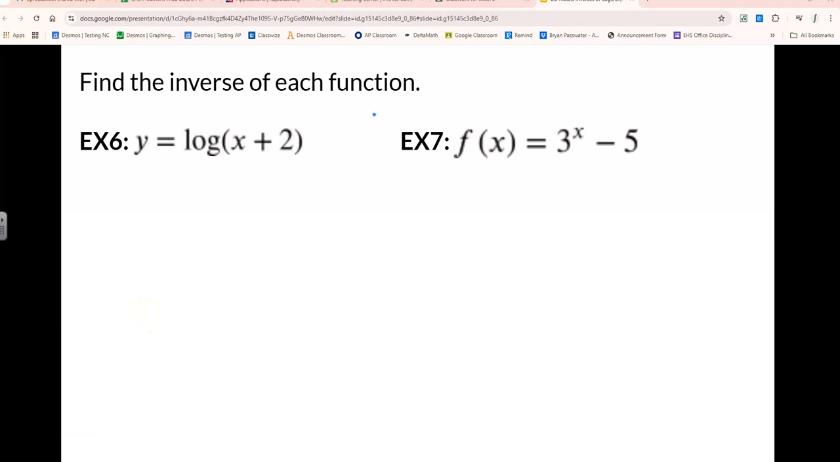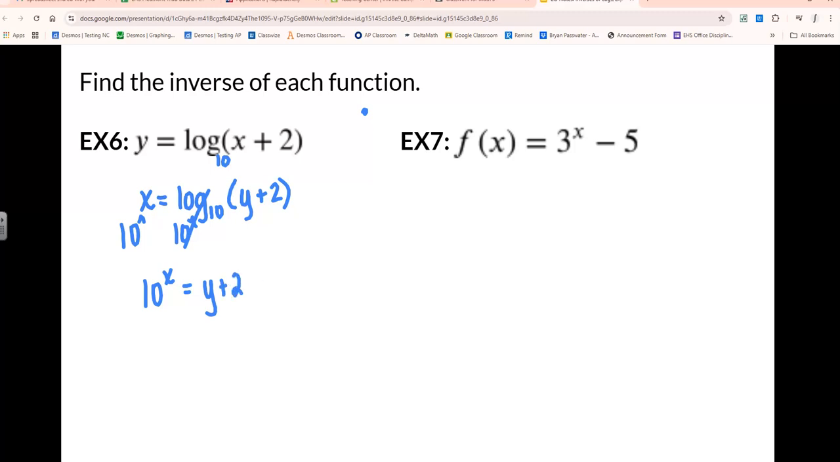All right. So, what's the base on this log for number 6? It doesn't have one, so it is a 10. So, we got x equals log, I'm going to write the 10 just to be very clear about what's happening there, y plus 2. You're going to have to do 10 to the power first thing. So we got 10 to the x power. Oh, sorry. Equals y plus 2.